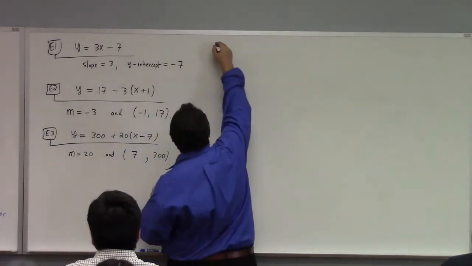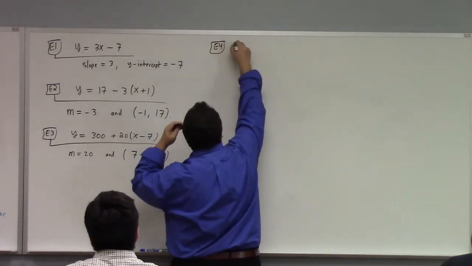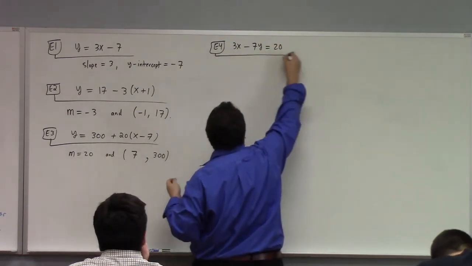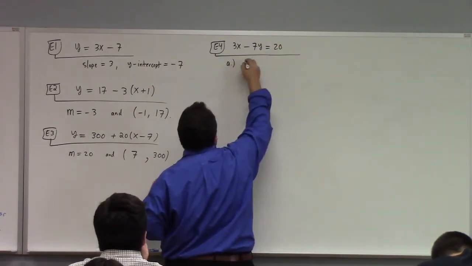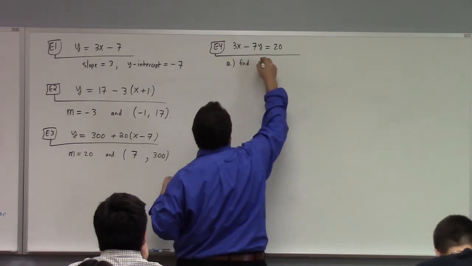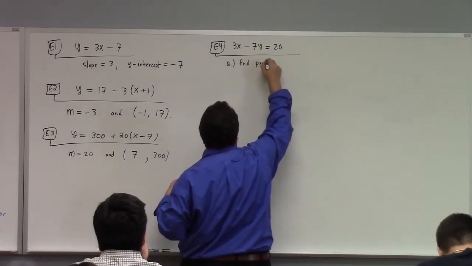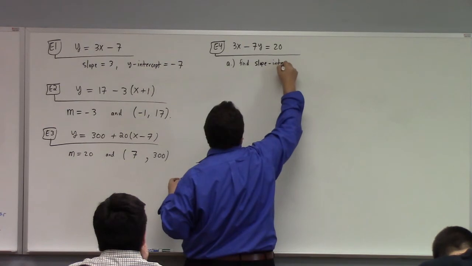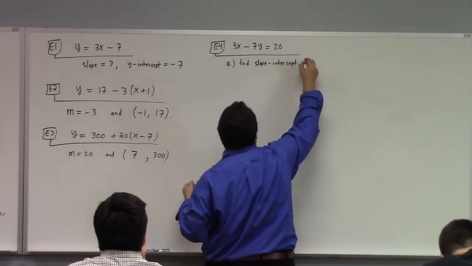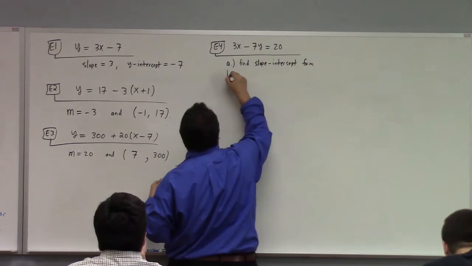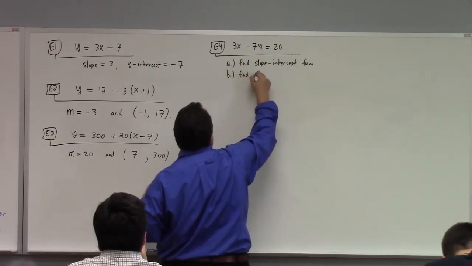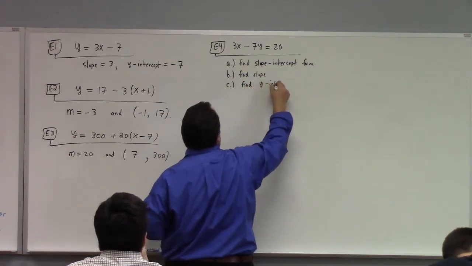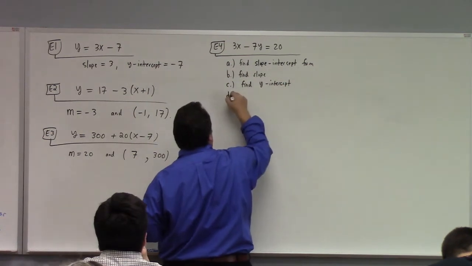This is example 4. Let's suppose we've got 3x minus 7y equals 20. Let's ask a variety of questions here. Question A, let's say find point slope. Not point slope, I'm an idiot. Slope intercept. So after all that bad mouthing of slope intercept, let's get back to it. So find the slope intercept form. B, find slope. C, find y-intercept. D, find x-intercept.